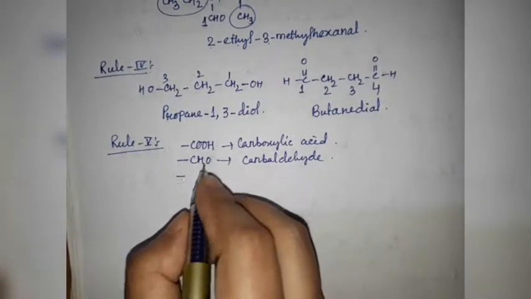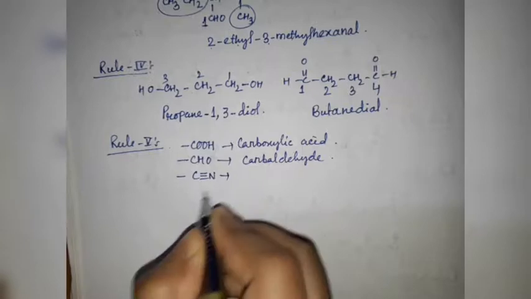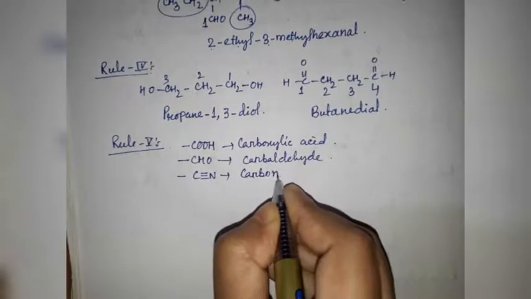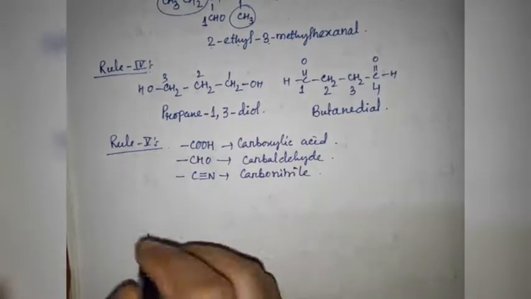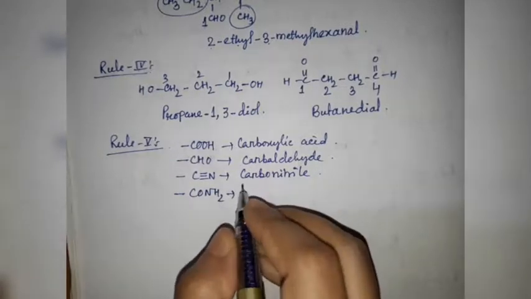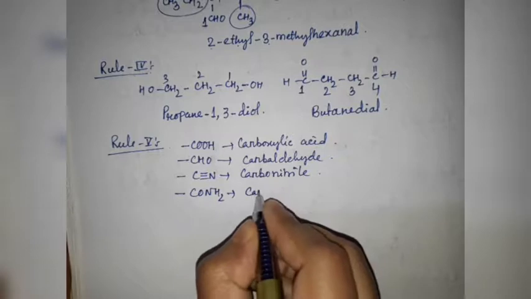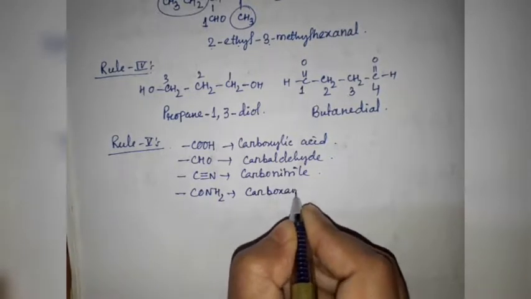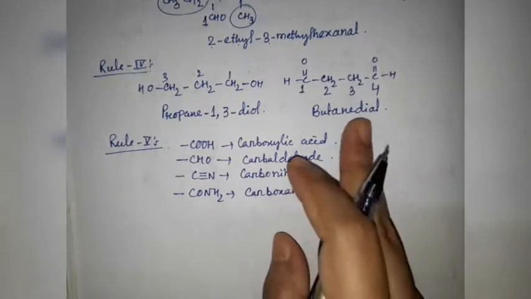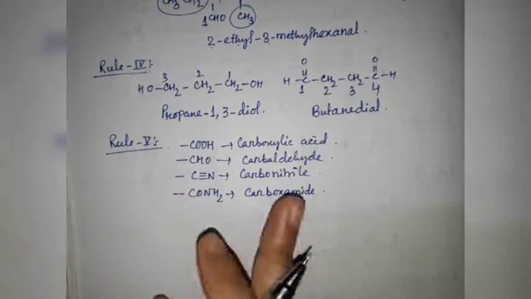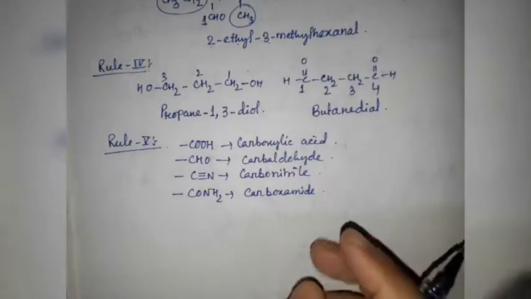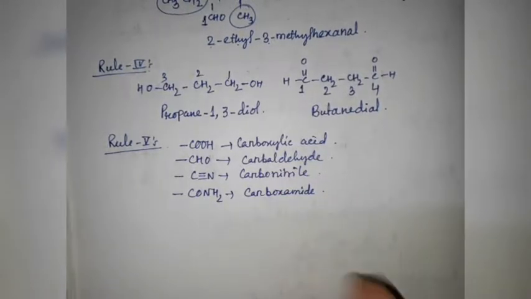And for C triple bond N, that means nitrile, we write carbonitrile. For CONH2 we write carboxamide, etc. So when more than 2 similar groups are present directly attached to the parent chain, then they are not considered as a part of the parent chain.